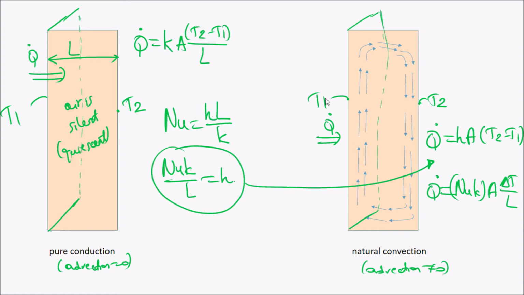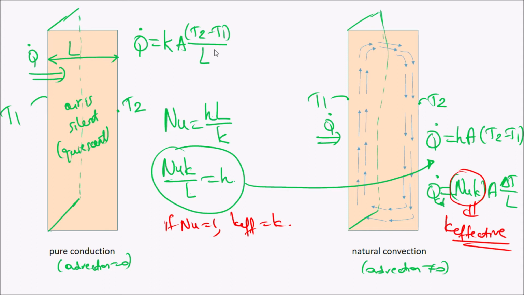If they are very similar to each other, this can be treated as conduction. If it is treated as conduction, then Nusselt number times K will be the conduction coefficient. This one is K, and this K is called K effective. If Nusselt number is 1, K effective is exactly the same as K, which means there is no convection here, this is purely conduction. If Nusselt number is greater than 1, you will have the advection effects or recirculation effects here, and therefore you cannot treat it as a pure conduction problem.